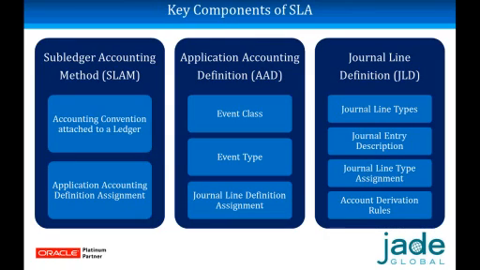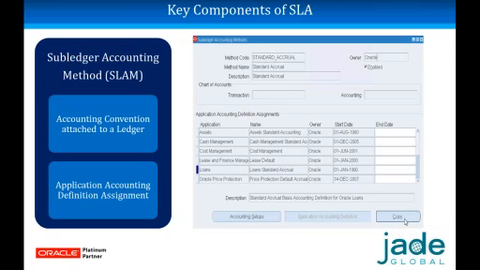Now let's talk about the key components of SLA. You have three major components: the Subledger Accounting Method, which we'll call SLAM; the Application Accounting Definition, AAD; and the Journal Line Definition, which is JLD. All right, let's talk about the first component, the Subledger Accounting Method. Again, as you have seen earlier in one of the slides, this is the component that is assigned to the ledger.